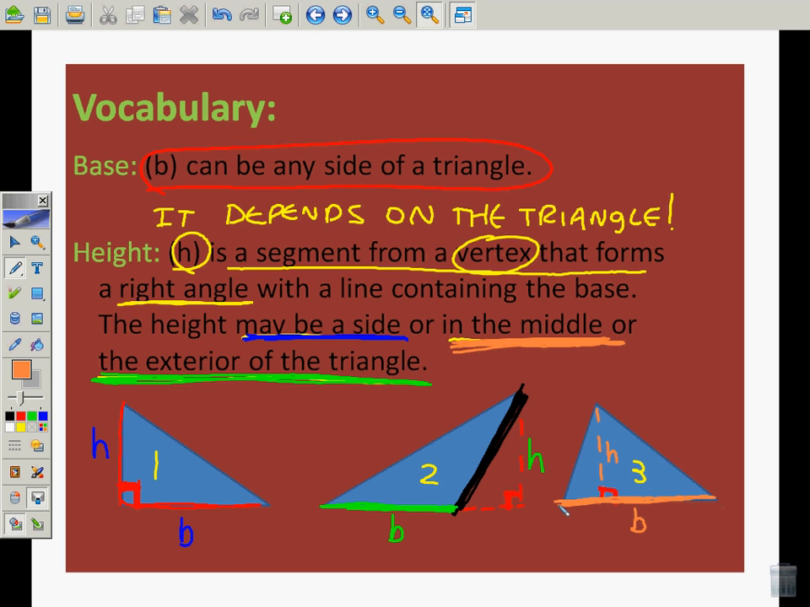So the height is telling us where we can find the base. Because the base, notice, the base always forms 90-degree angles with the height. Always 90-degree angles.